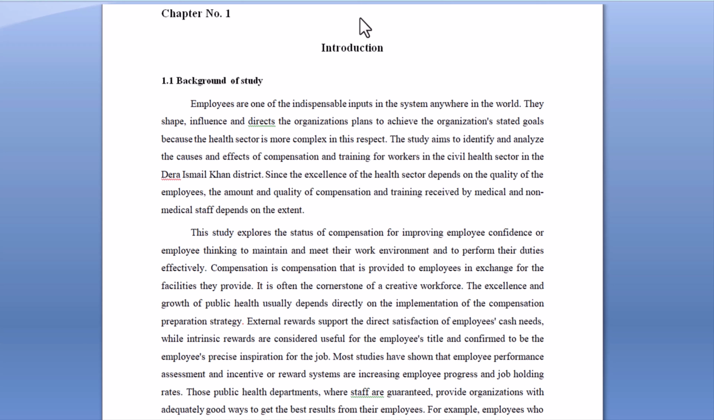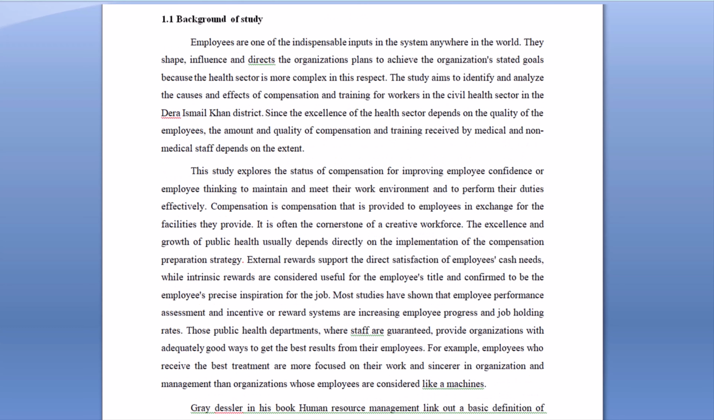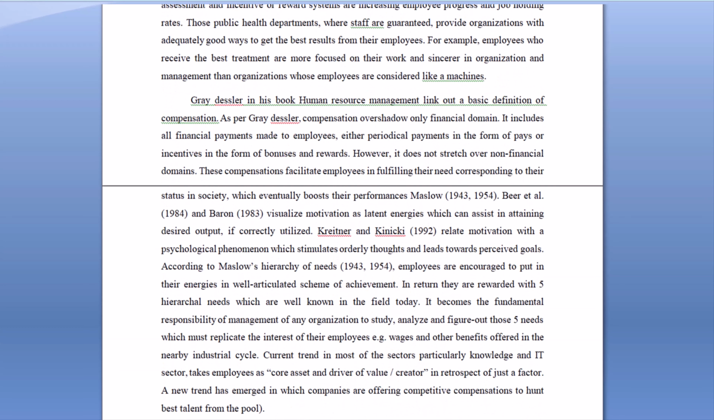The research paper introduction section, along with the title and an abstract, can be considered the face of any research paper. In this video, we will learn about organizing and writing the research paper introduction for a quality academic article or dissertation. The research paper introduction aims to present the topic to the reader.